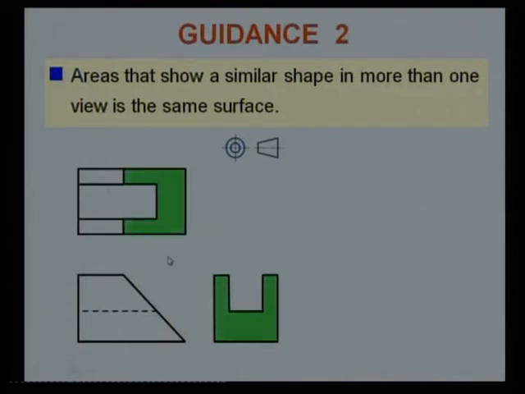So for that, let me pick up this portion having similar shape, and if you draw the projection lines from the top view and from the side view, they would cut each other at this plane. So from this you should be able to visualize that this is a taper surface having identical views in top view and side view. So this is a taper surface.